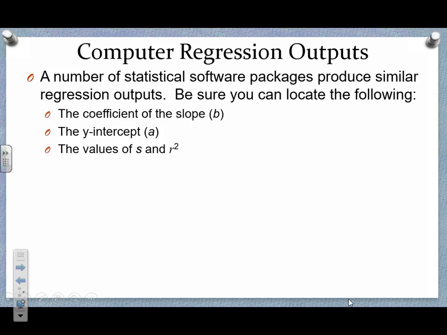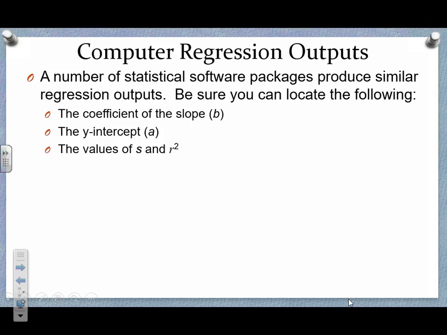When we're talking about regression analysis, they plugged it through some particular software. That software gives them an output. We need to know how to read it. So how do we find our slope? How do we find our y-intercept? How do we find our correlation squared and our standard deviation?